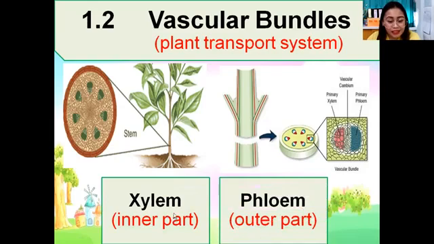So xylem is in the inner part. So where is the inner part? This here is the inner part. So this is the xylem, the color red. And phloem is the outer part. So this is the outer part. So this is the phloem. So again, vascular bundles have two tubes, xylem and phloem. Xylem is in the inner part of the stem, near the center. And phloem is in the outer part of the stem. All right, understand? Now let's move on.